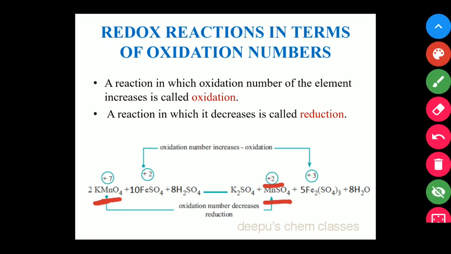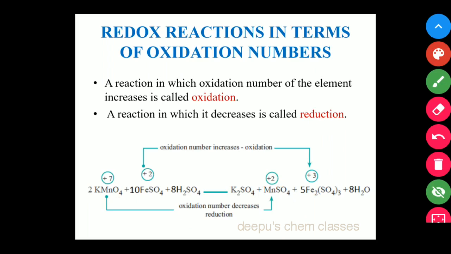Do you understand? So in potassium permanganate, the oxidation state of manganese is +7. That you have to calculate. Then on the product side, manganese has the oxidation number +2. So from +7 to +2, the oxidation number decreases. If it decreases, what is the process called? Reduction. So the oxidation number decreases, and the process is called reduction.